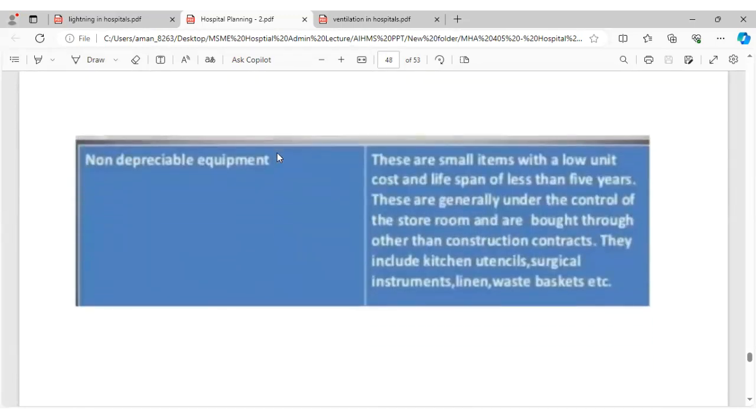Non-depreciable equipment consists of small items with low unit cost and a lifespan of less than 5 years. These are generally under the control of the storeroom and are bought through other than the construction contract. They include kitchen utensils, surgical instruments, linen, and waste baskets.